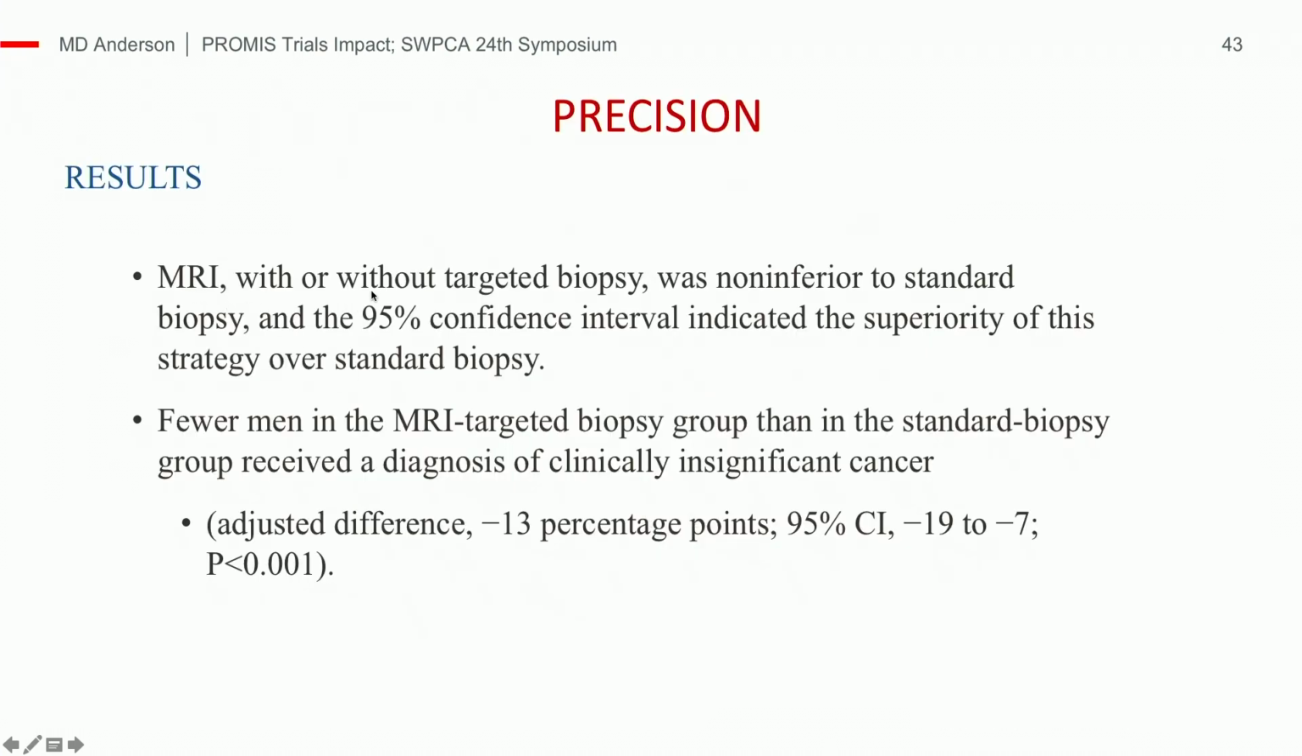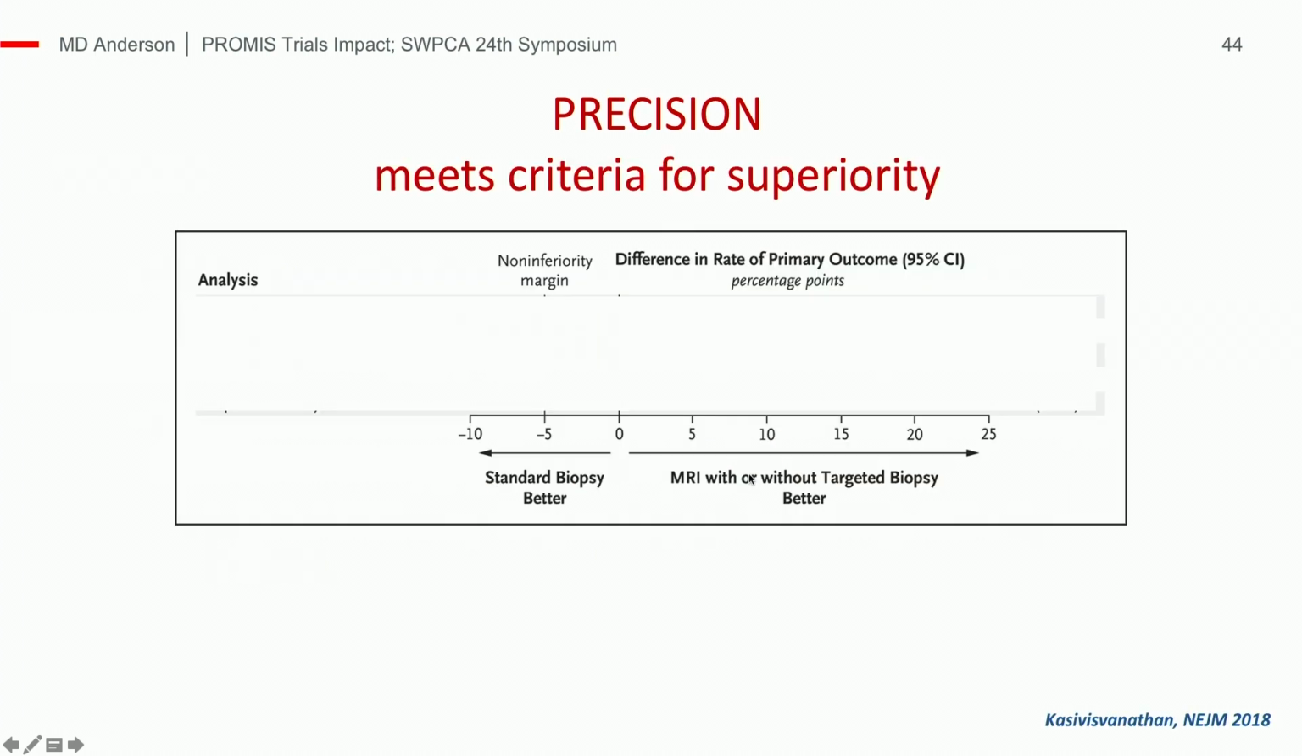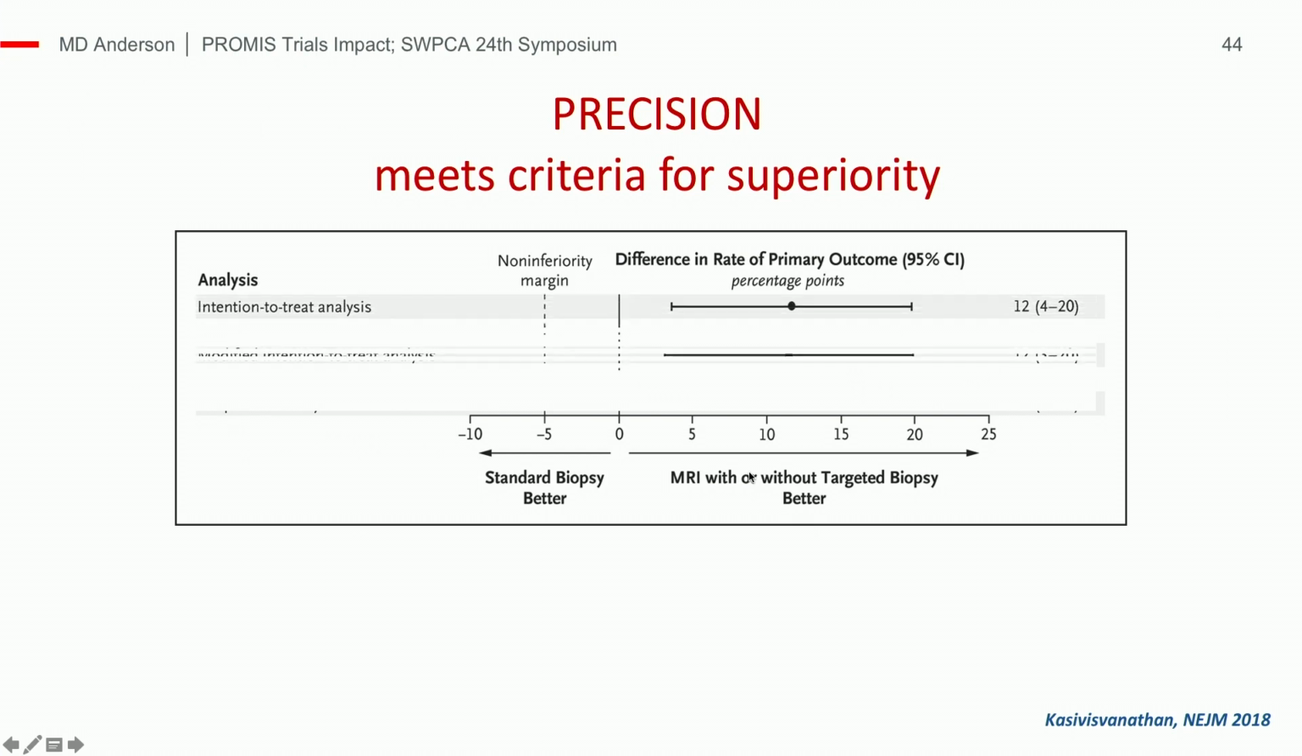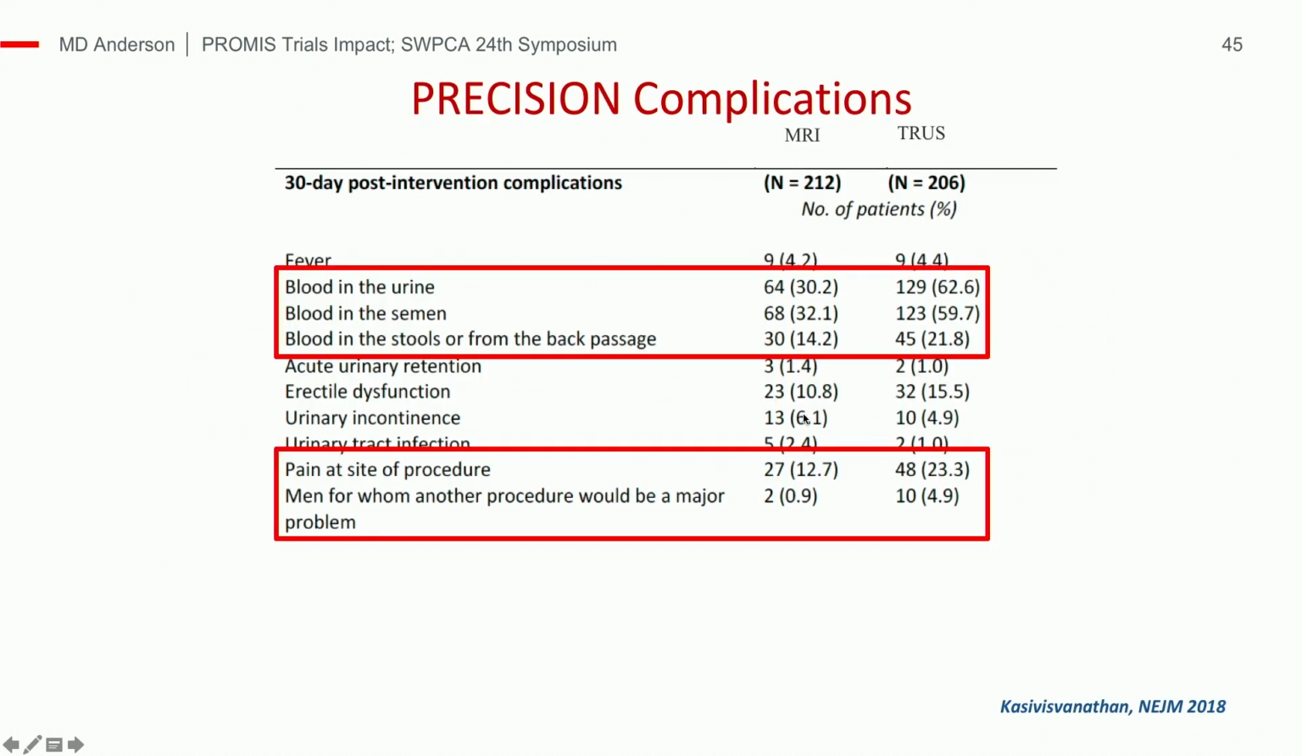So the results: the MRI with or without targeted biopsy was non-inferior to the standard biopsy, and fewer men in the MRI targeted biopsy group than in the standard biopsy group received the diagnosis of clinically insignificant prostate cancer. And so it met all the criteria for being superior to a standard biopsy, both in the intention to treat analysis and a modified intention to treat analysis. All of the outcomes are sitting on this side of the line here.